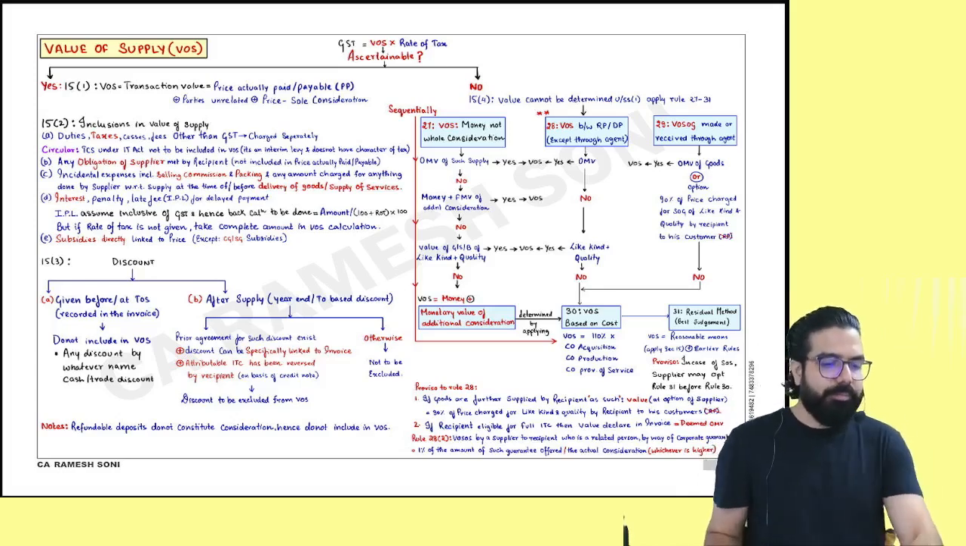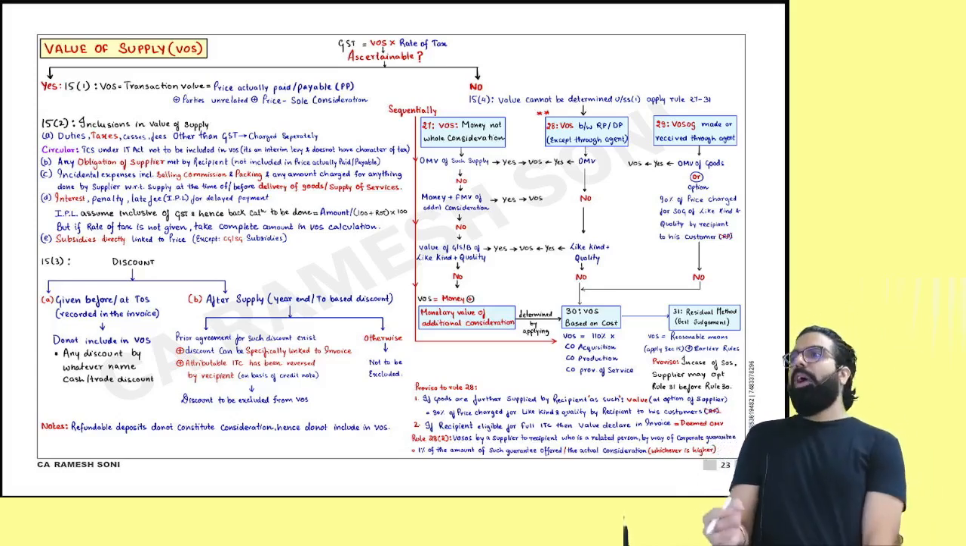Everyone over here now. Value of supply.